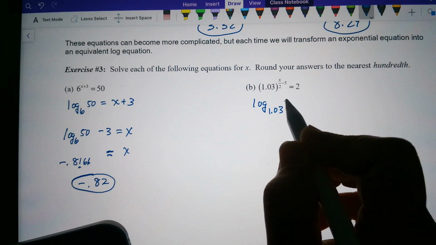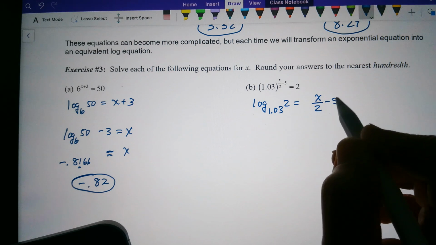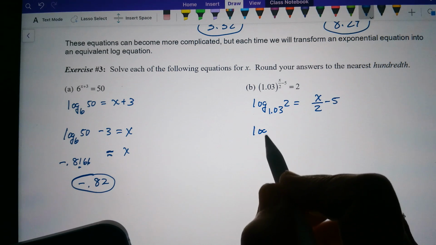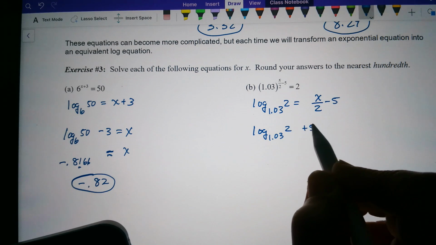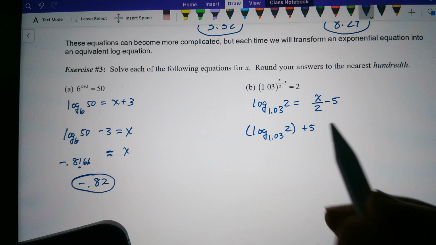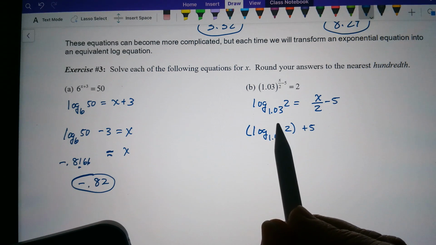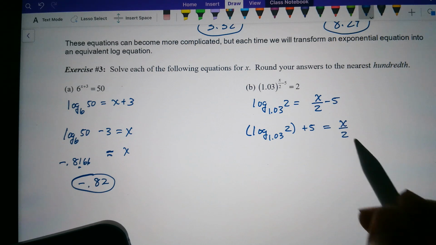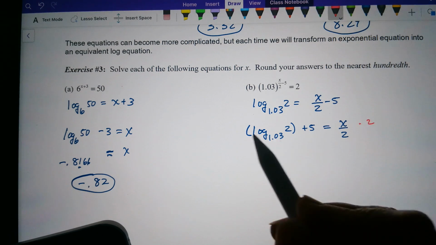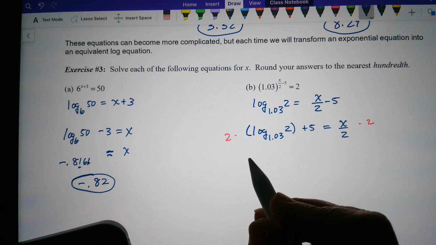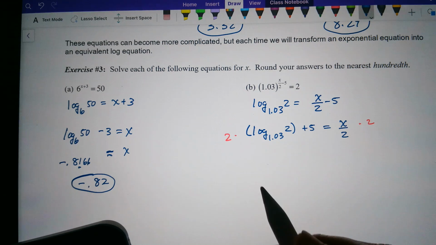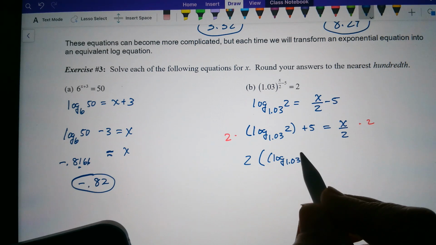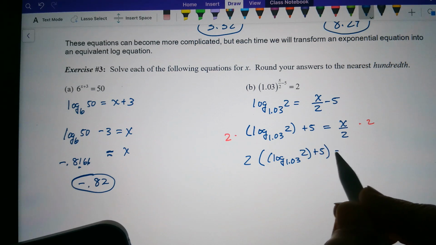Log base 1.03 of 2 equals x divided by 2 minus 5. We want to get x by itself. We add 5. I think I'll keep this in parentheses, because this log right here, log base 1.03 of 2, that stays together. The plus 5 is outside the log. This equals x divided by 2. And now we would multiply both sides by 2. Now be careful here. The whole thing on this side is multiplied by 2. So this would be 2 times parentheses log base 1.03 of 2 plus 5 equals x.